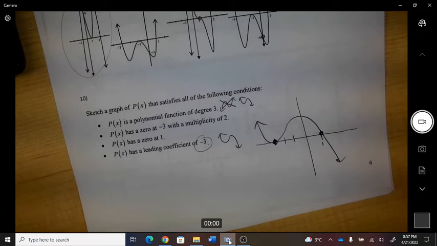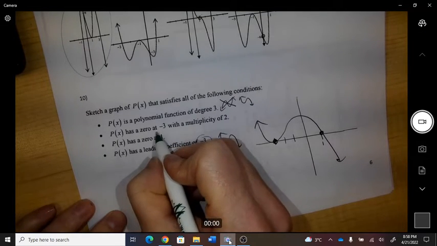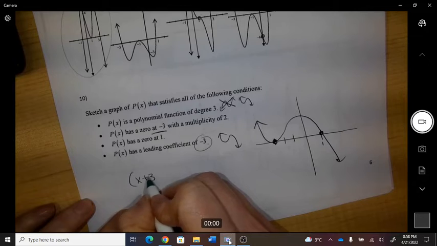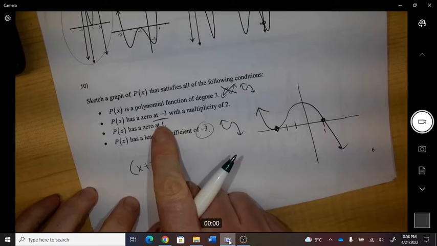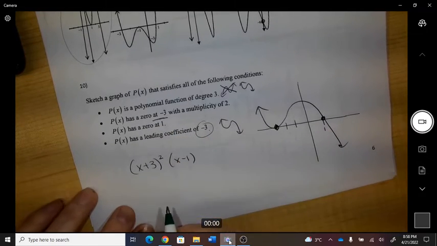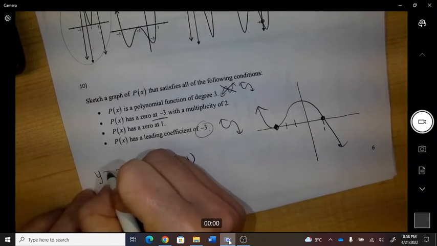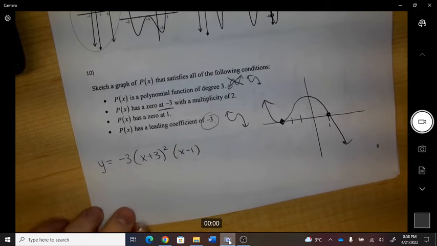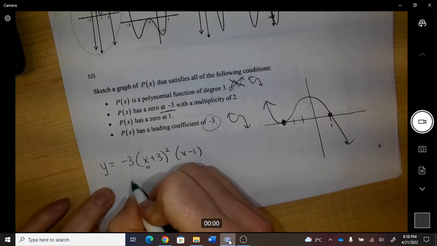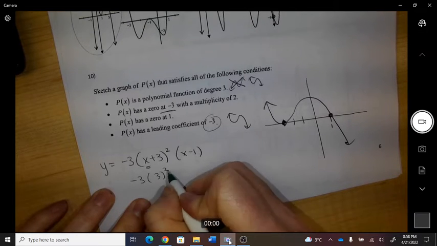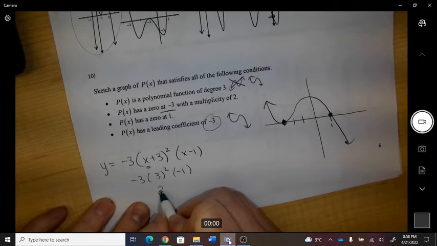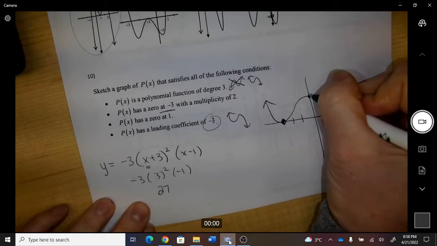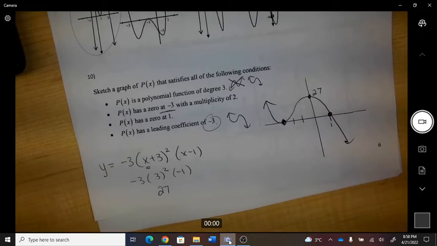So we're going to make an equation here. If it has a 0 at -3 with a multiplicity of 2, it would look like that. And if it has a 0 at 1, that would be the factor, and a leading coefficient of -3. So now if I make this 0, and that's 0, this will turn into a 27. So now I can put a number up there.